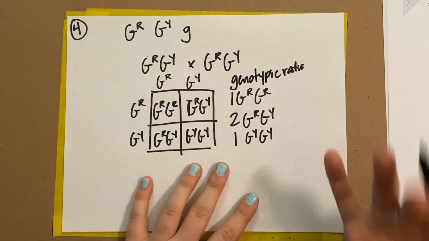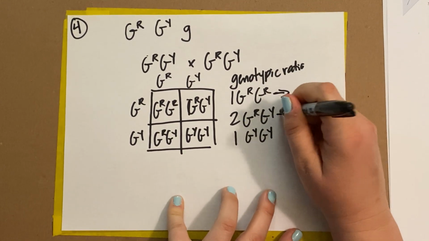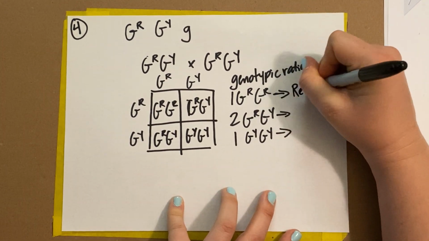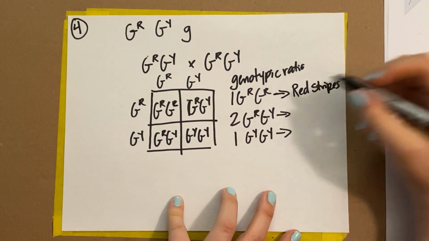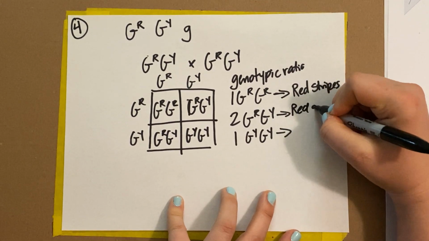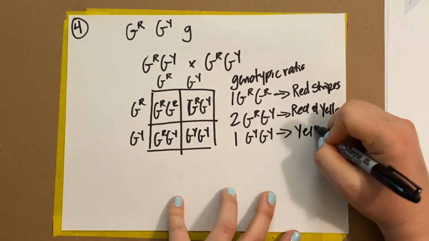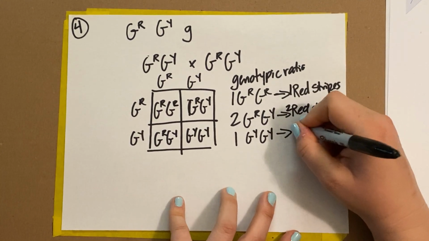Now, the question asks for the phenotypic ratio, so you have to make sure you do this. This is then going to be, what does this actually look like? Okay, and so this is going to be red stripes. Red stripes. This is going to have red and yellow. And then this one's going to be yellow only. Okay, and there's 1 of these, there's 2 of these, and 1 of those.